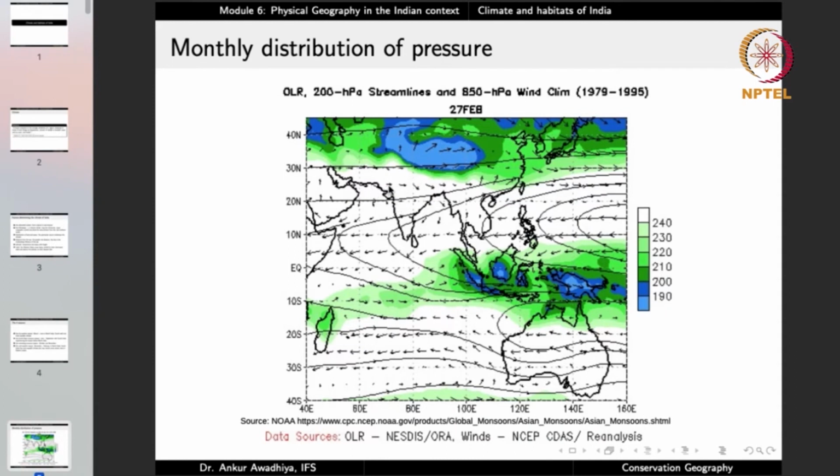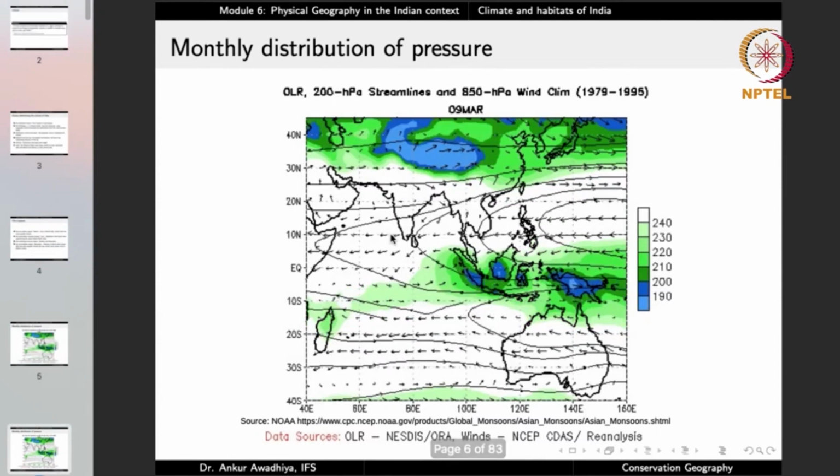Now if you look at the wind directions, we can observe that in the eastern portions of the country there is a strong wind that is moving from the northwest to the southeast. In the western portions of the country we have the winds that are blowing from the west to the east. In the southern portions of the country we have winds that are moving from northeast to southwest, and towards the very south you have mostly a wind that is moving from east to west. So this is the pressure and wind situation in the month of February.